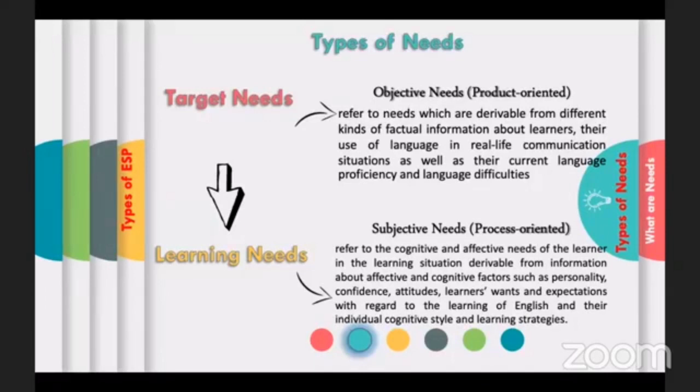So target needs are synonymous with objective needs and with product-oriented needs, meaning something concrete. When we talk about product, it is the end. It's something concrete and refers to needs which are derivable from different kinds of factual information about learners, their use of language in real-life communication situations, as well as their current language proficiency and language difficulties.